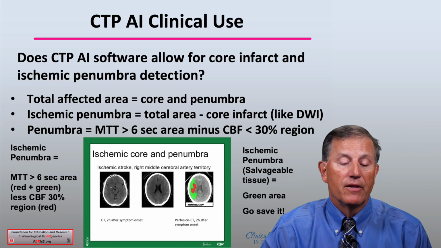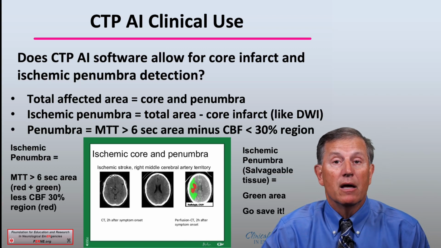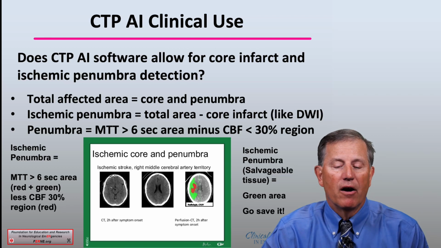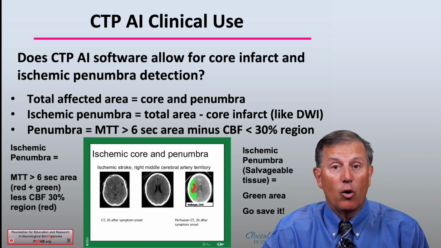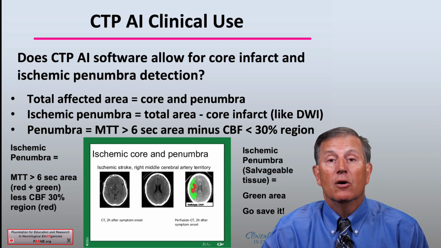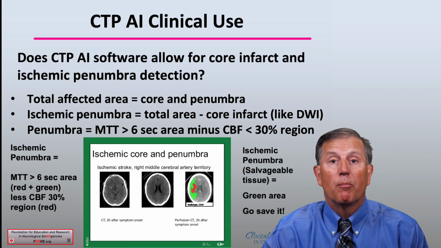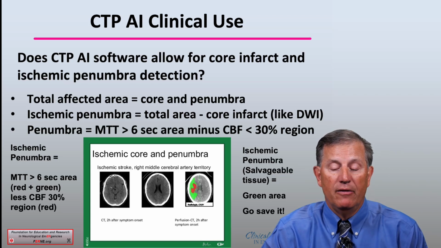So let's talk about this. The total affected area is both the ischemic penumbra and the core infarct. The ischemic penumbra then is the total area of ischemia minus the area which is the core infarct, like doing a DWI study with an MR. So the penumbra and the core infarct both have mean transit time greater than 6. However, the core infarct has a cerebral blood flow less than 30% in the region.